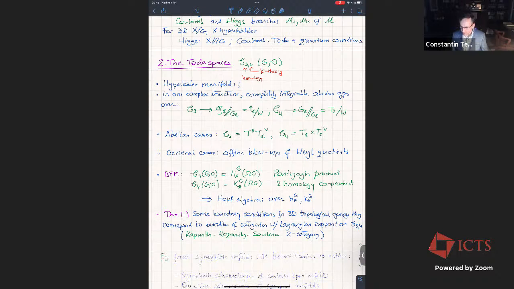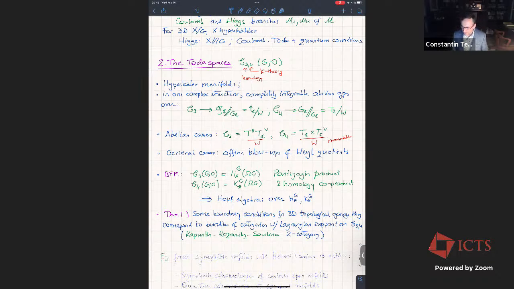In the general case, the space can be described as an affine blow-up of the Weil quotients of these by the Weil group in the non-abelian case. And affine blow-up means you do blow-ups and you remove some divisors to make them affine, but Bezrukavnikov, Finkelberg, and Mirković gave an explicit description of what functions you have to add to the rings of functions to produce the blow-up. So they're explicitly known.